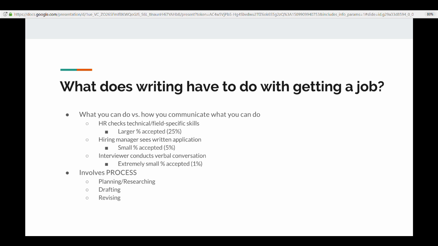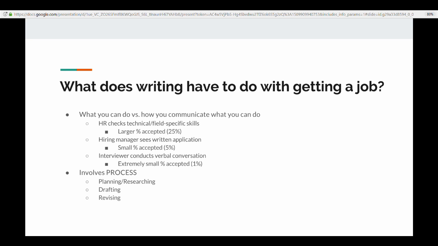It seems self-evident that if you are good at what you do, if you have the relevant skills, you should get the job, right? Well, what's underneath that and what's kind of around that is the fact that you actually have to communicate what you can do.